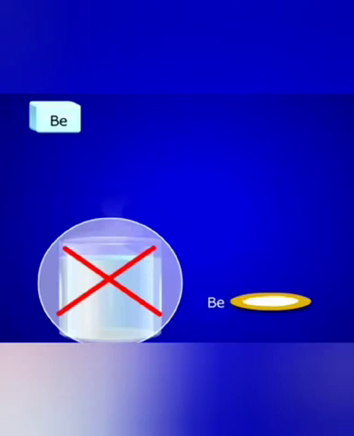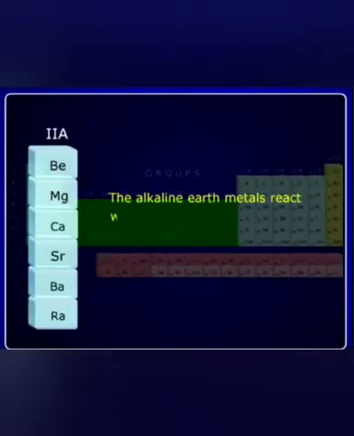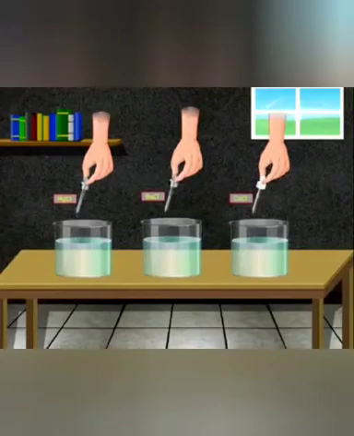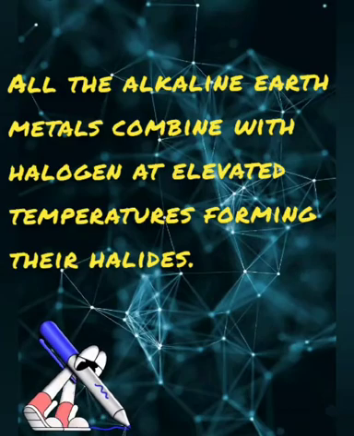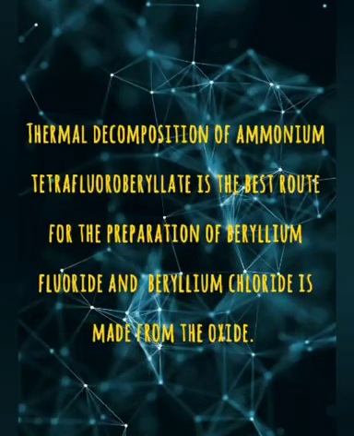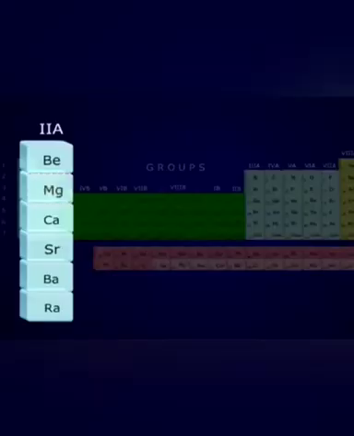Let's see the reactivity towards halogens, for example chlorine. The alkaline earth metals react with chlorine to form chlorides. That is, all the alkaline earth metals combine with halogens at elevated temperatures, forming their halides. Thermal decomposition of ammonium tetrafluoroberylate is the best route for the preparation of beryllium fluoride, and beryllium chloride is made from the oxide.